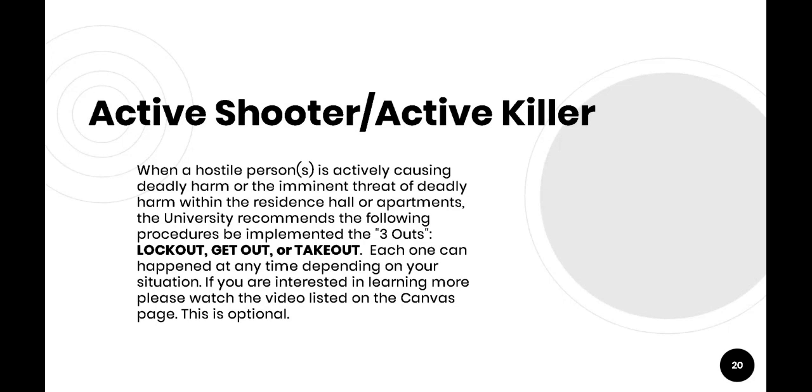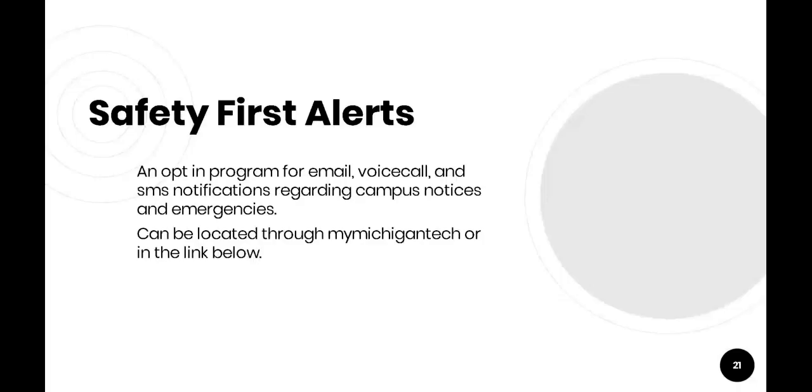In general, Public Safety and Police Services recommends the 3 outs: lock out, get out, or take out if a hostile person is actively causing deadly harm or imminent threat. I don't want to glance over this because it can be pretty important in the moment, but it's also something that we hope never happens, and also something that we know can be particularly triggering for some people. So we do have more information available, but in general, we want you to know you're not expected to be a hero.